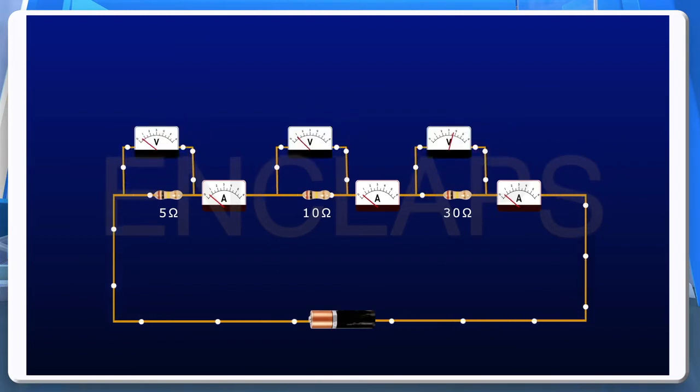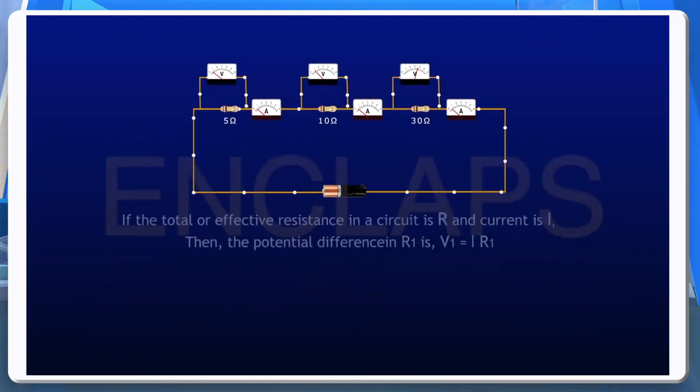But look at the voltmeter reading. They are different. That is, when the resistors are connected in series, then different resistors will have different potential difference. From the voltmeter, it's clear that for higher resistance, there will be a higher potential difference. And for the lower resistance, the potential difference would be lower.